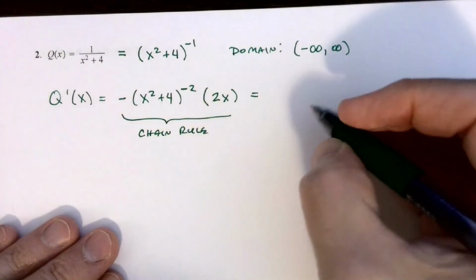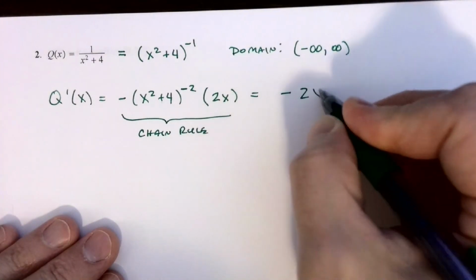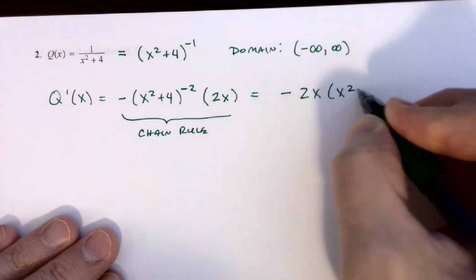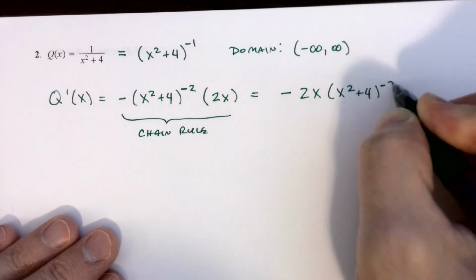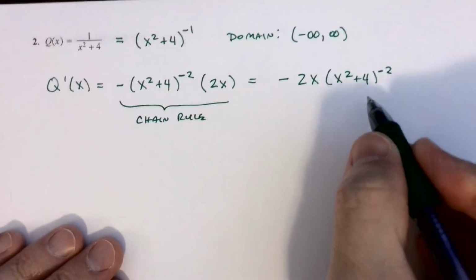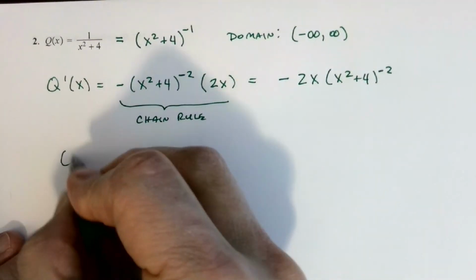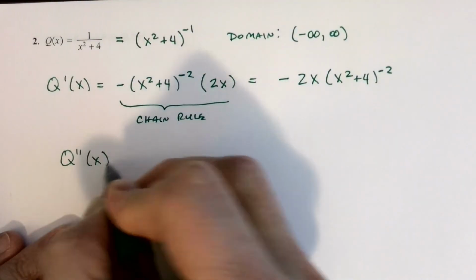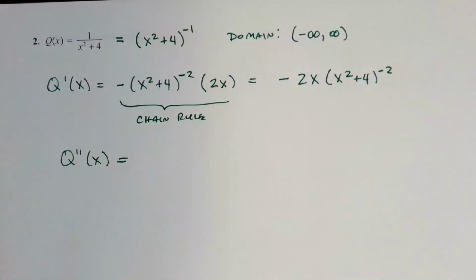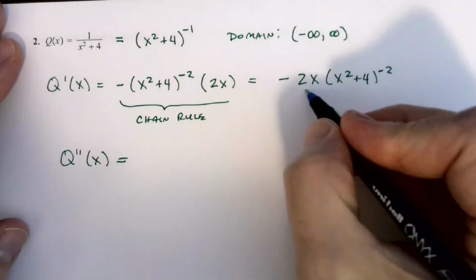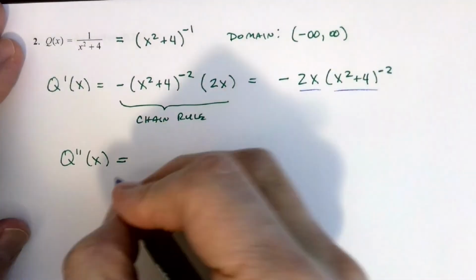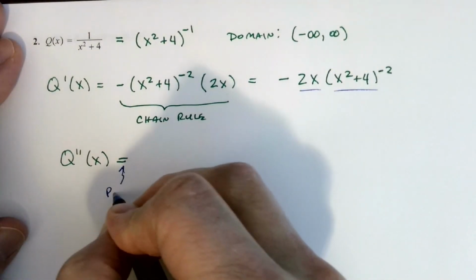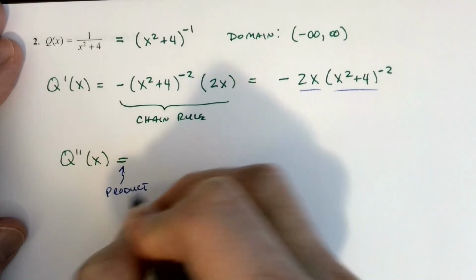And so cleaning this up a little bit, I get negative 2x, I'll pull that in front, times x squared plus 4 to the negative 2. I'm going to leave it as negative 2 because I'm really wanting to get down to the second derivative. Now, what rule do I have to use on the second derivative? You say chain rule. Yeah, I've got a chain rule, but more importantly, I've got to do the product rule.